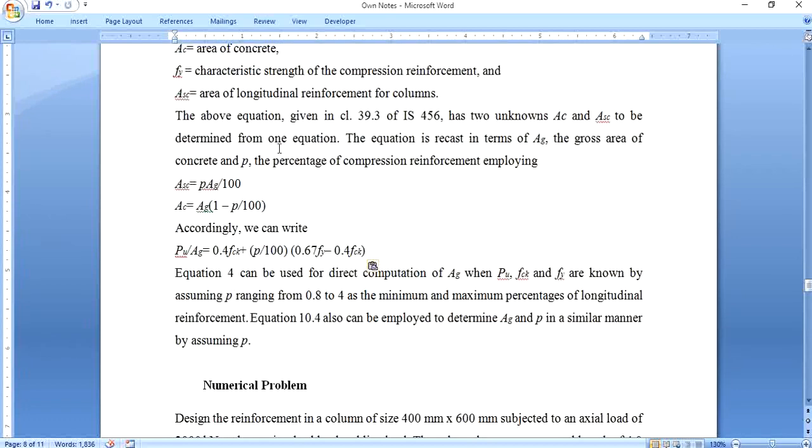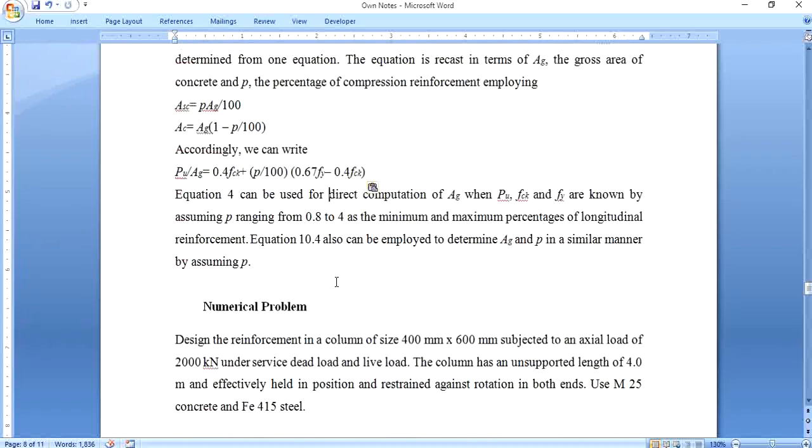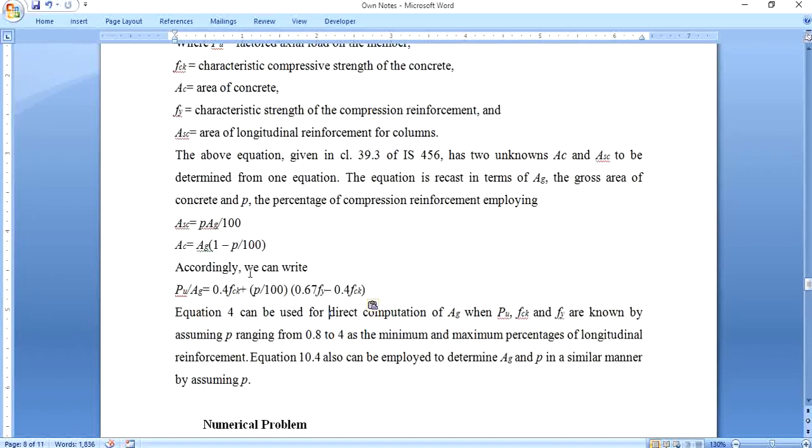So remember, in all these equations we need to follow a very common thing, that is minimum reinforcement, maximum reinforcement, minimum diameter of bars, as well as all the code provisions which are given. We must follow those rules and design a column. Now there are two types of problems: one is the analysis type of problem, and the other is the design type of problem.